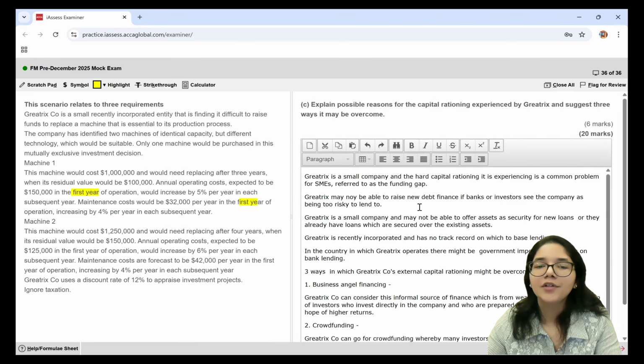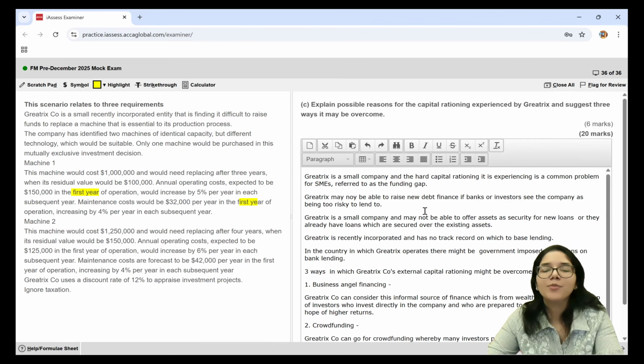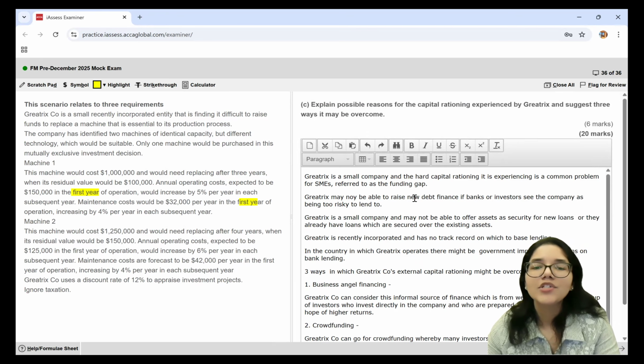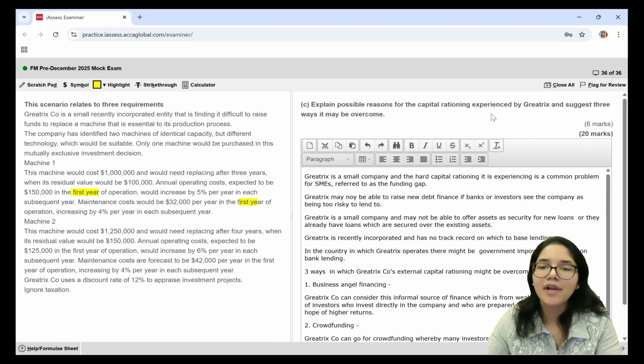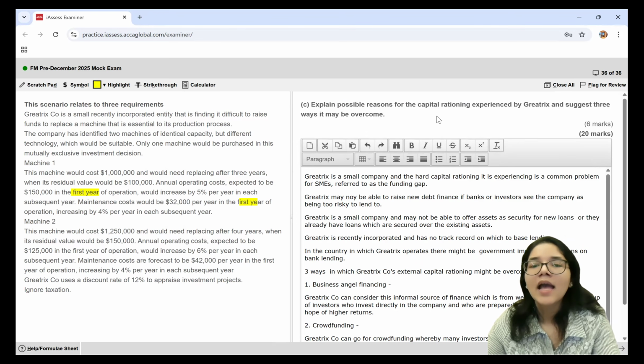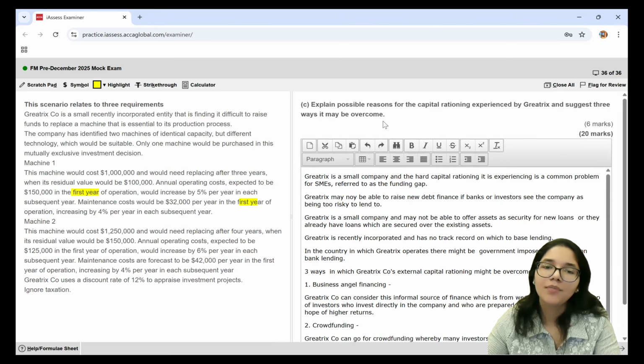Now proceeding to the last and final requirement pertaining to this case study, which is part C, which wants you to explain possible reasons for the capital rationing experienced by Greatrix and suggest 3 ways that it may overcome this problem. So if you see, we are a small incorporated entity finding it difficult to raise the funds, and the company has identified 2 ways.